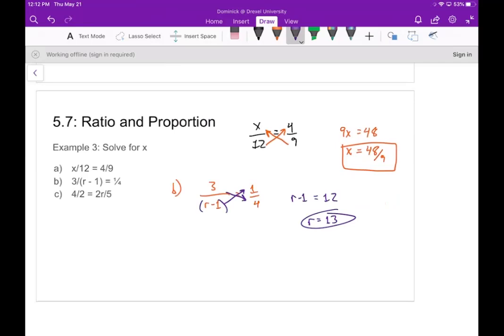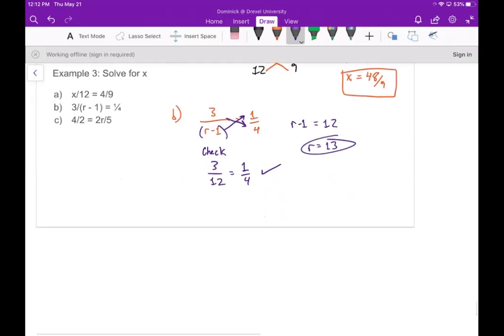All right, now a good way that you can check this is to plug this in, and you get 3 over 12 is equal to 1/4. And of course, these are equivalent fractions, so then you know that you did this right. So you'll always get equivalent fractions there.